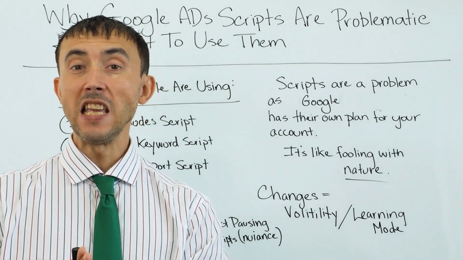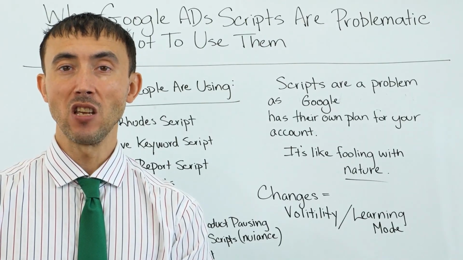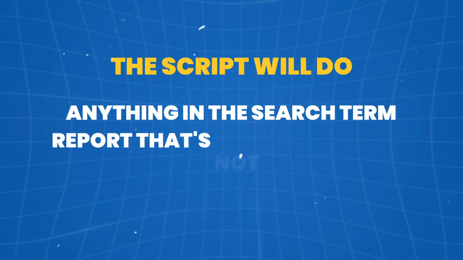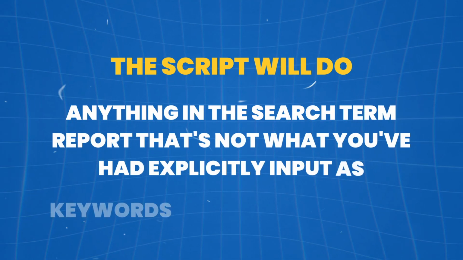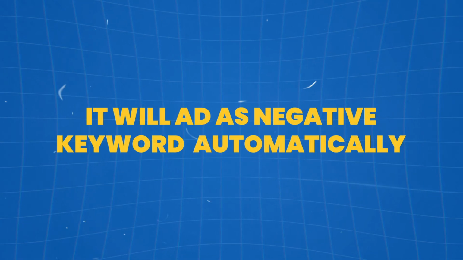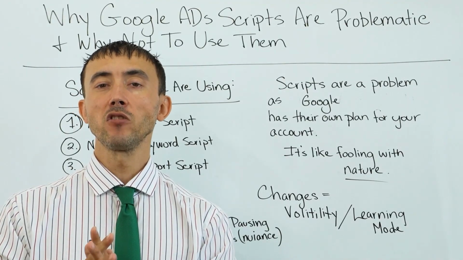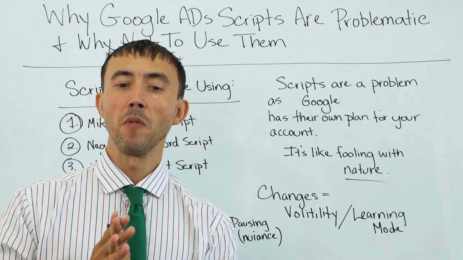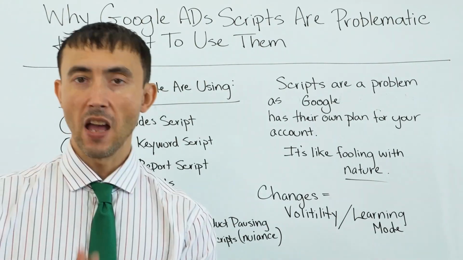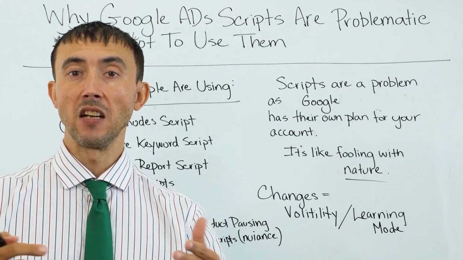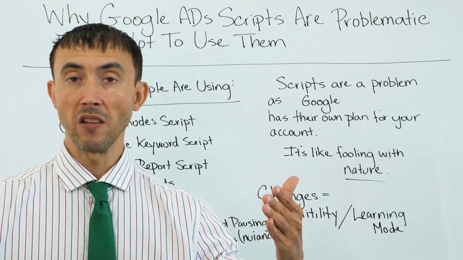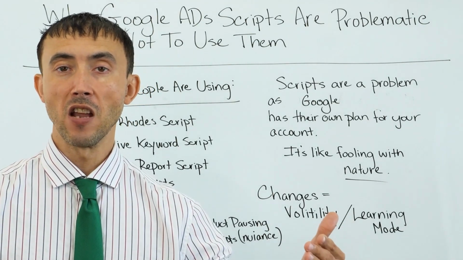Okay. And even when you're running exact match keywords, what the script will do is anything in the search terms report that's not what you've explicitly input as keywords you want to show up for, it'll add as a negative keyword automatically. And this actually can be useful if you were in a situation where you know every single keyword you want to show up for, and it would automate having to add negative keywords, given that you generally will never reach the end of the road completely, where you never have to add another negative keyword again.